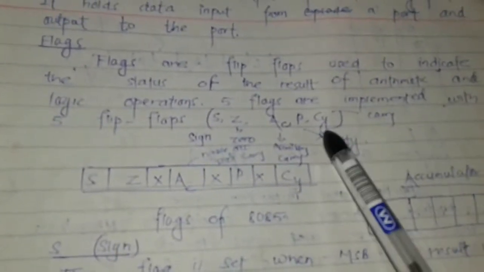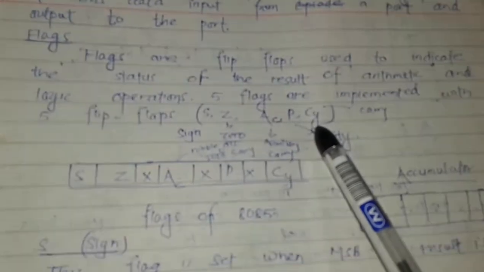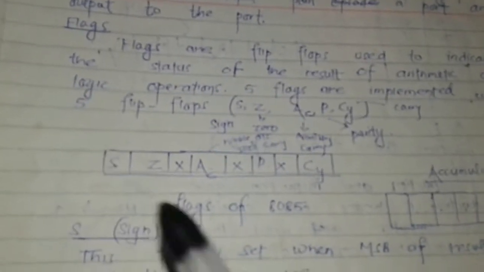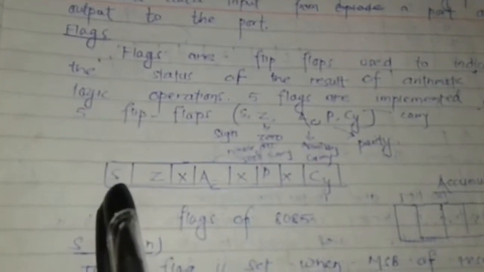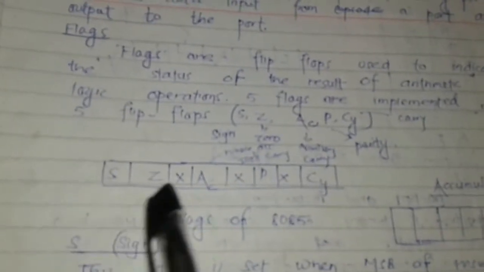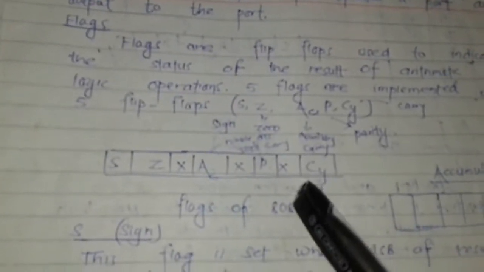Actually there are five flags, and the flags are 8-bit. So the way of arranging the flags is like this. These are the five flags and their short forms. This is S, means sign. We will discuss all this later. First of all, let me go to the configuration of how we put the five flags in the 8-bit.